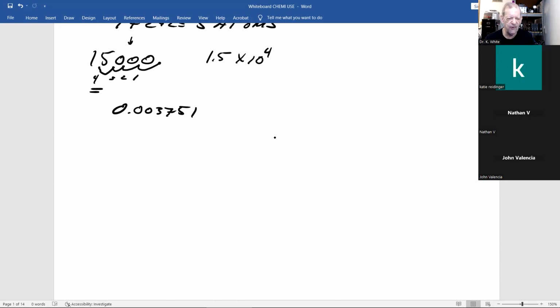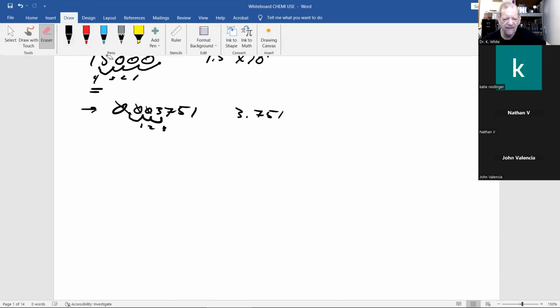And if I were to ask you to write this number in scientific notation, you do the same thing. Now you do have a decimal, 1, 2, 3. You move it to the right of the first non-zero number. Now lead zeros are dropped. So I'm going to drop these zeros, and this would be 3.751. Hold on one sec. I don't want a gap here.